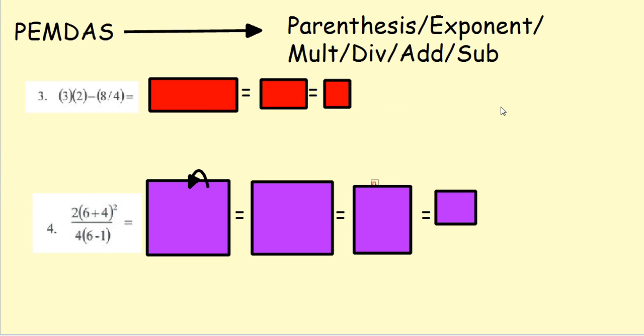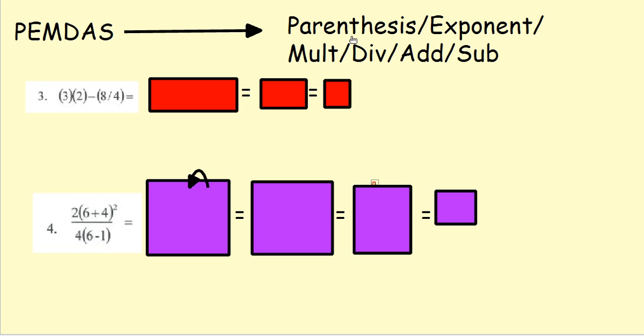The next is problem number 3 and 4 on your test review. You notice you have lots of parentheses. The parentheses all mean that you're going to multiply, and then any fraction is really just a division problem. So what you're going to do is use PEMDAS, which is parentheses, exponent, multiplication, division, addition, and subtraction. So it tells you the order that you want to do each operation in.